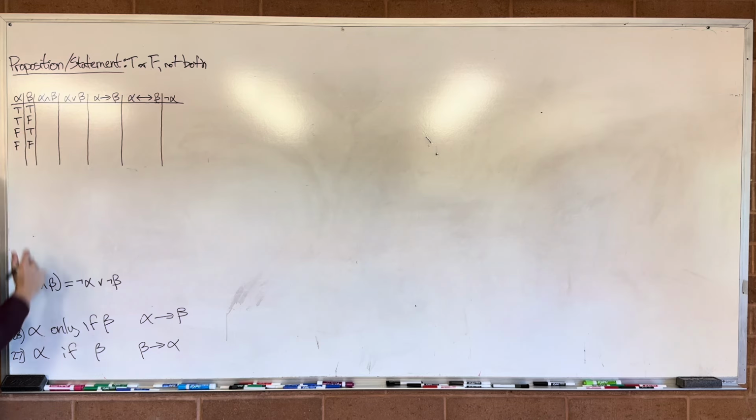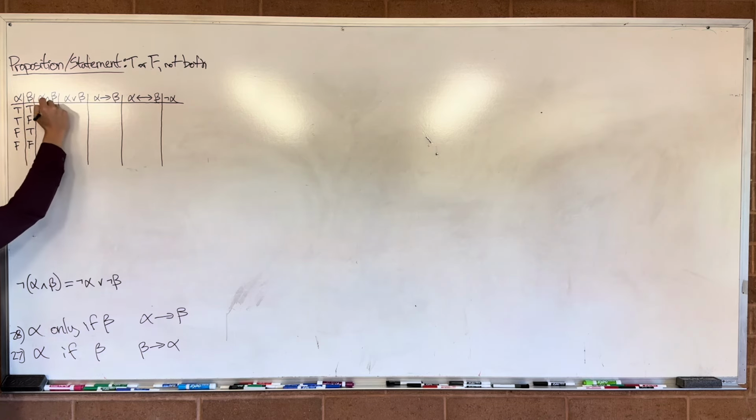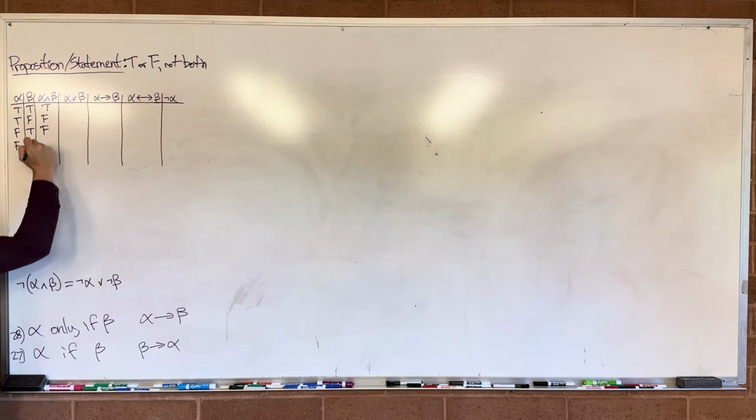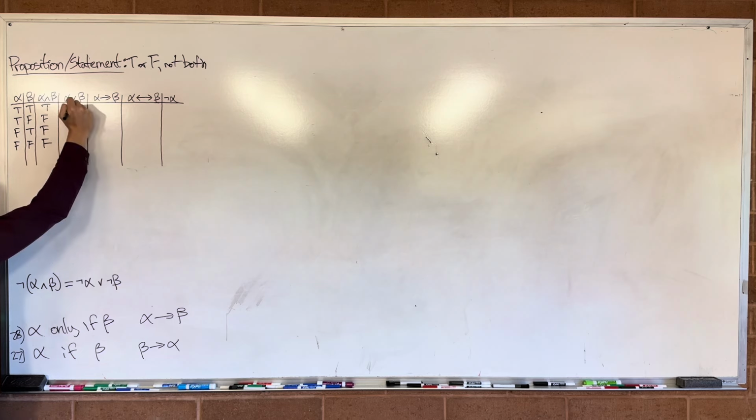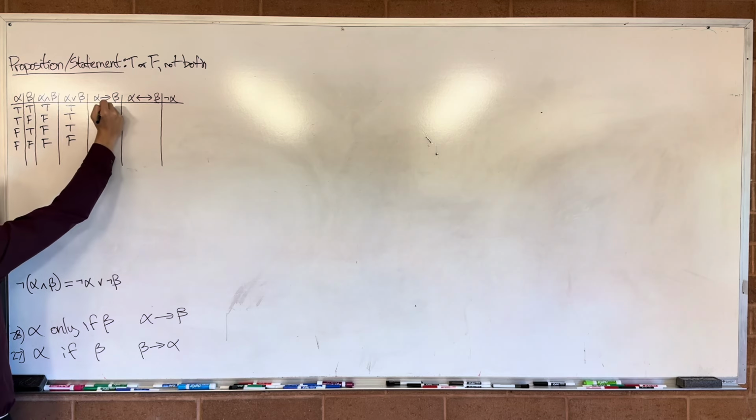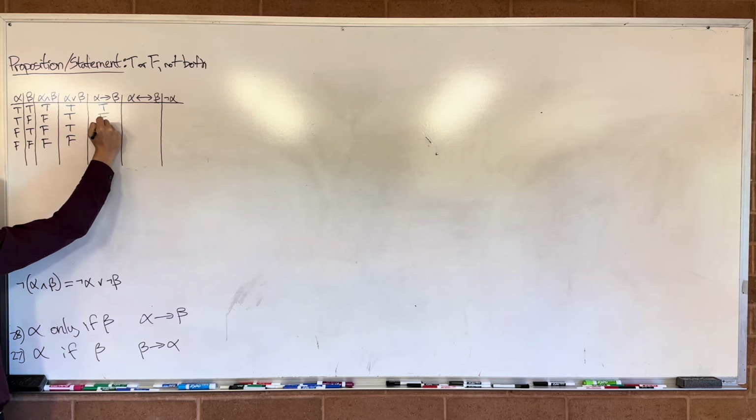So now let's do the conjunction. True and true is true. True and false is false. False and true is false. False and false is false. Good. Now true or true, true or false, and so on. Then the implication: true, false, and vacuously true, and true.